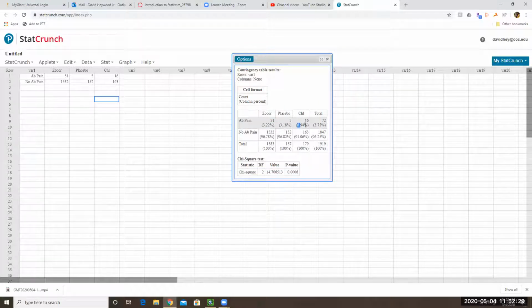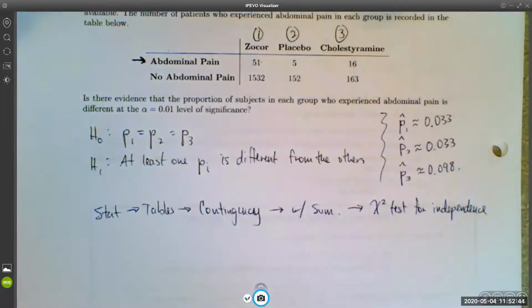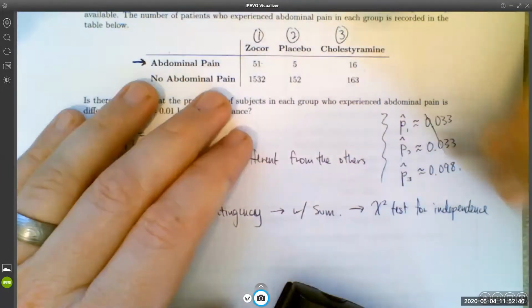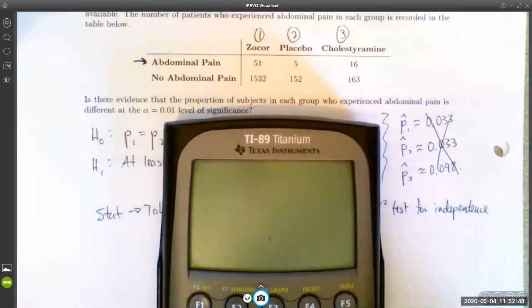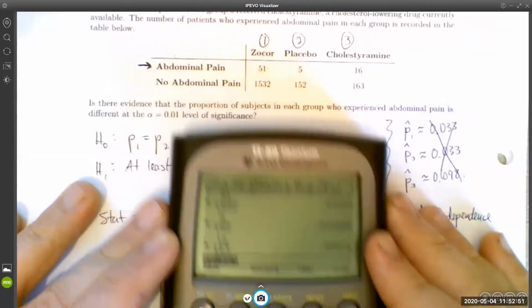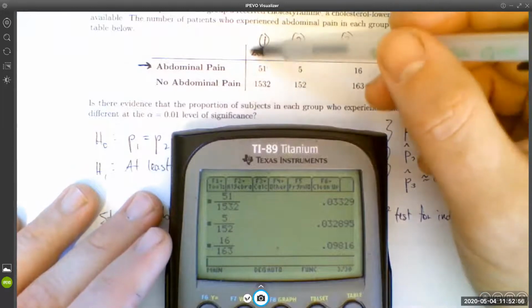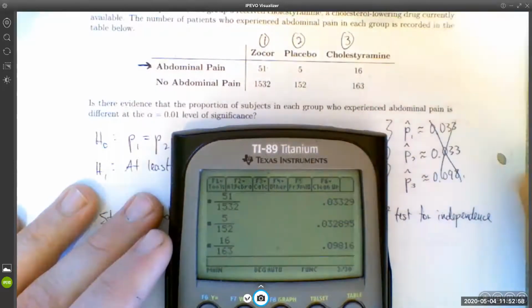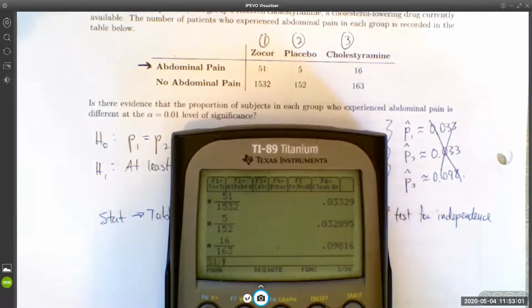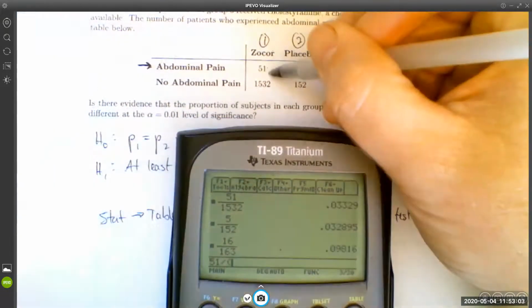So you can see that they are different than what we did because we did it wrong. But let me take you back to my calculator real quick, just so that I can prove to you that that really is the correct way to do it. I just wasn't thinking straight last time. So these things are wrong, but we could do them by hand, right? What we would do to do them by hand is we would say, if I wanted the sample proportion of people who took Zocor and experienced abdominal pain, I would say it's 51 out of 51 plus 1532.